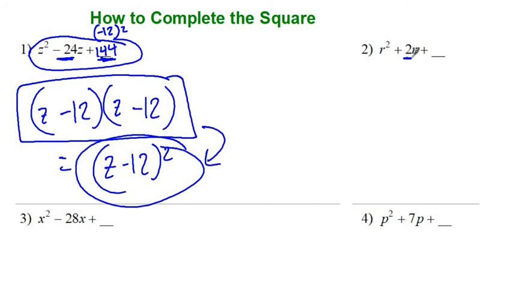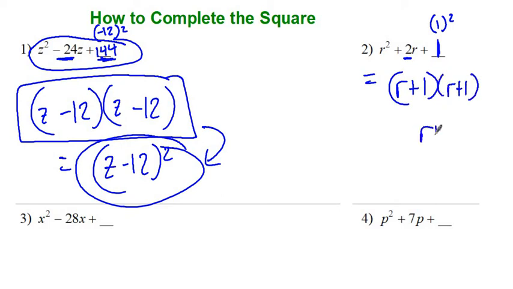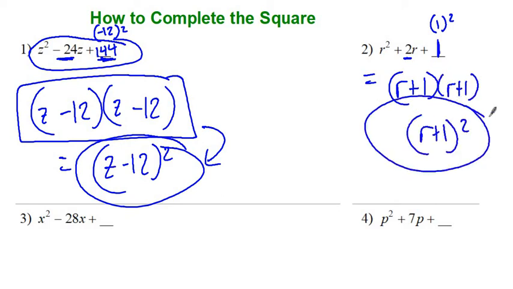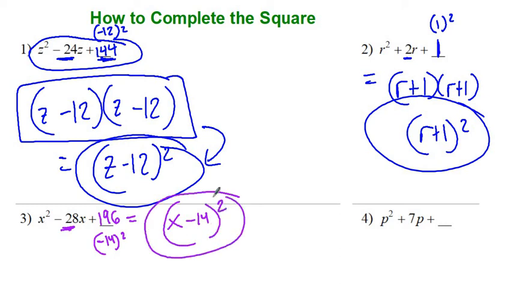Same idea right here. Let's take half of that number, which is 1, and then we'll square it to get 1. So this would now factor to r plus 1 times r plus 1, or a faster way to write that is r plus 1, the whole thing squared. Okay, try these other two. Pause it and see if you can do them, and then press play for the answer. Alright, so right here we're going to take half of negative 28, which is negative 14, and we'll square negative 14 to get positive 196. This will then factor to x minus 14 times itself, or another way of saying that is x minus 14 squared.